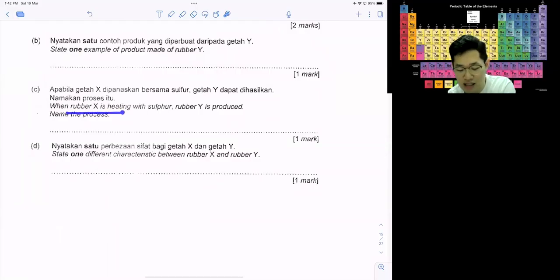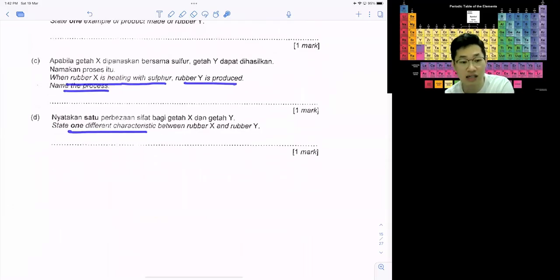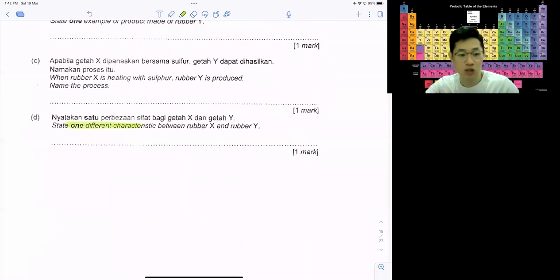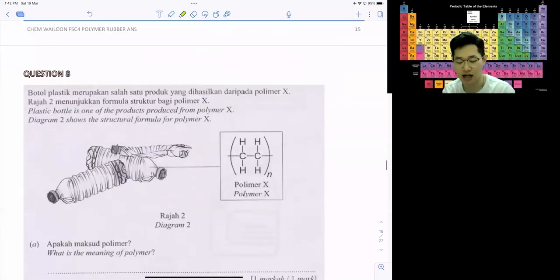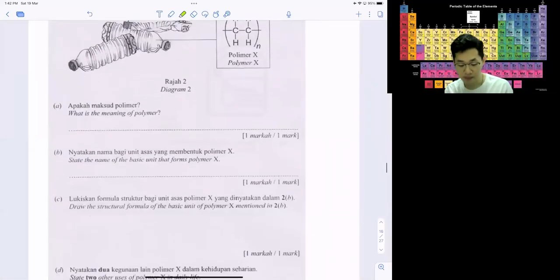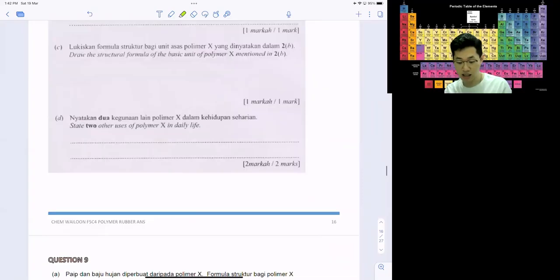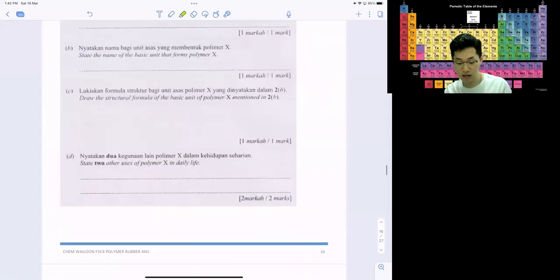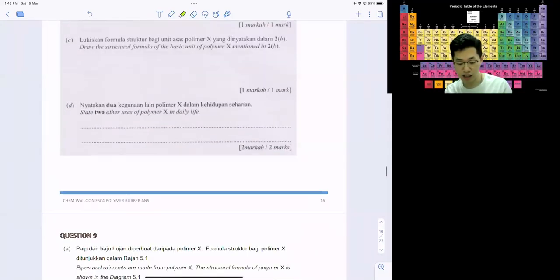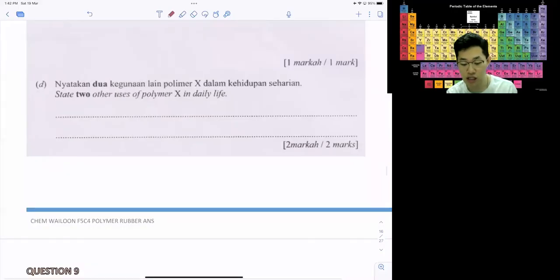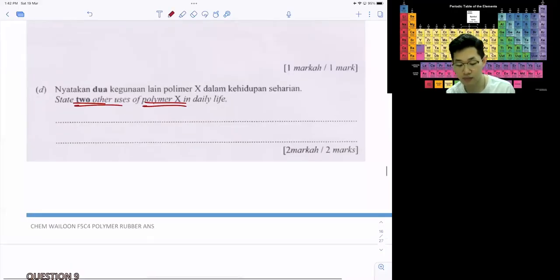When rubber X is heated with sulfur, rubber wine is produced in the process of vulcanization. Different characteristics: more elastic, resistance to heat, not easily oxidized. This everything you can write. Then I think nothing very special already.